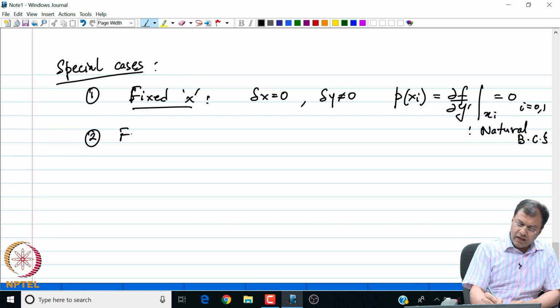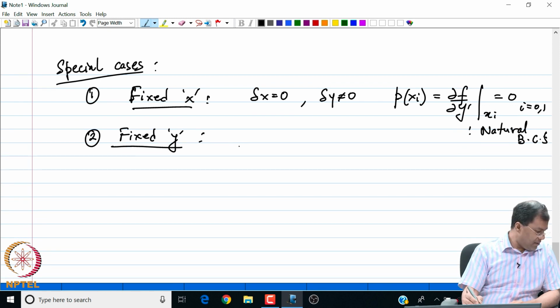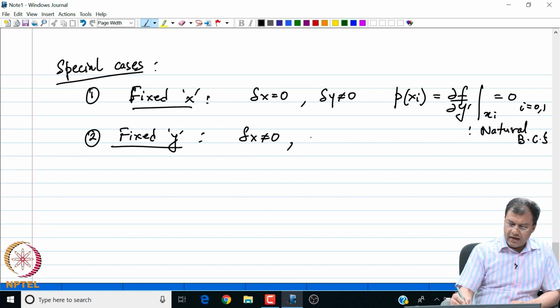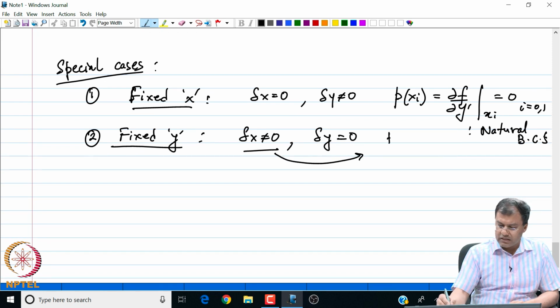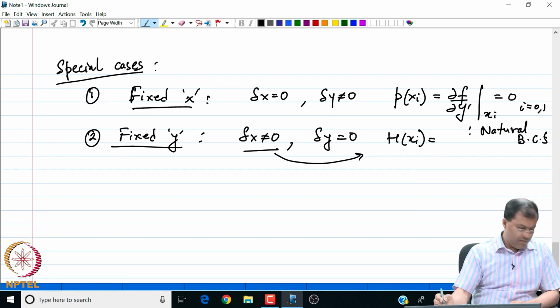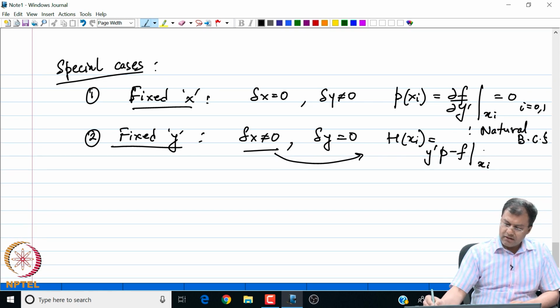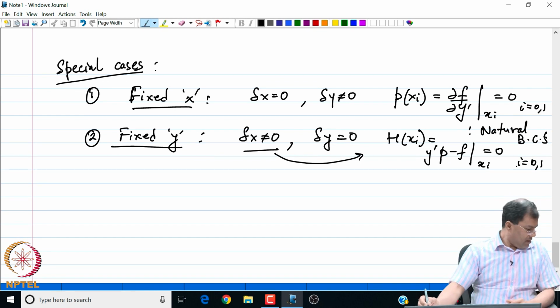Similarly, if we fix my variable y, I see that delta x is not 0, and of course since variable y is fixed, delta y is 0. If delta x is not 0, which means that the coefficient of delta x, which is h of x_i, which is going to be y prime p minus f evaluated at x_i, is set equal to 0 at the endpoints i equal to 0 and 1, right. Okay.